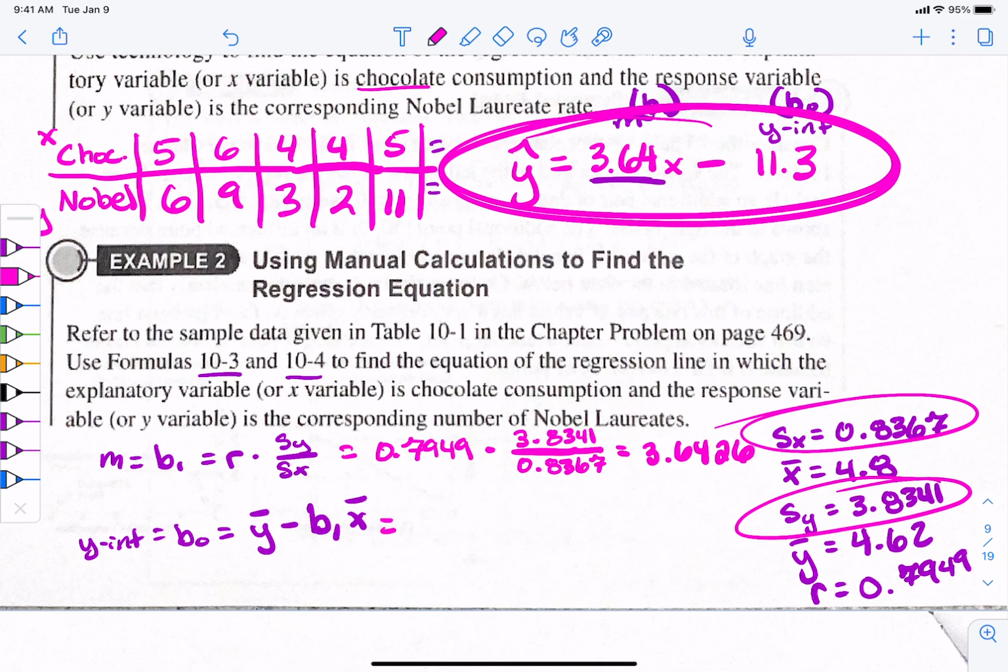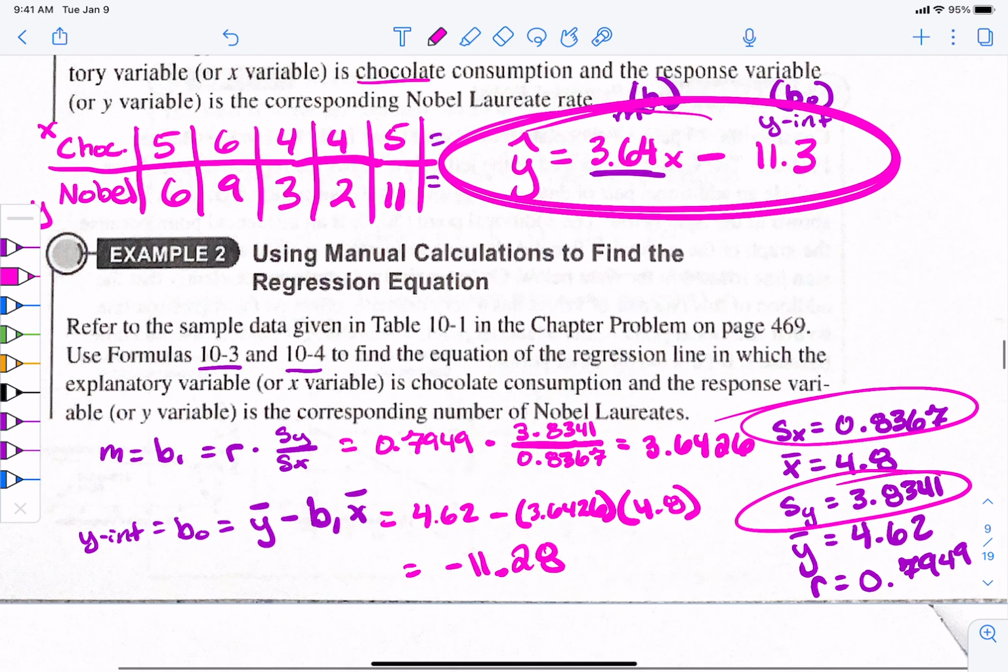Next I want to make sure that's correct. Y bar is 4.62 minus, we're going to take B1, which was 3.6426, and we're going to take it times the X bar, which is 4.8. And you get negative 11.28. Okay? So the numbers that we got, that wasn't terrible calculations to do, right?